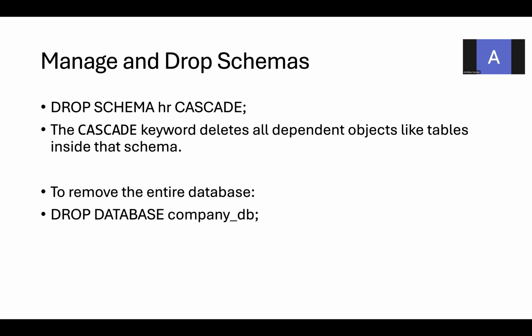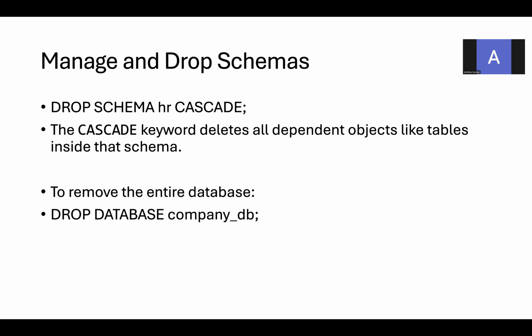If I want to drop the schema: drop schema HR cascade. The cascade keyword deletes all the dependent objects, like tables inside the schema. Whatever tables I have, everything will be deleted. It deletes all the objects at a time.